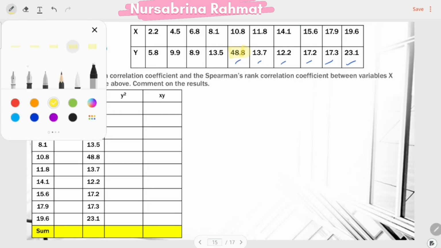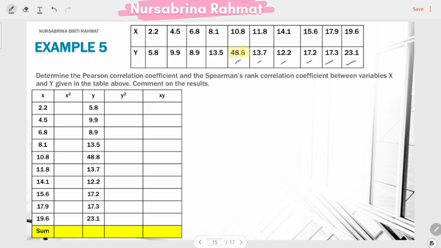Okay, so let's find out. From the x and y, we need to find the values of x square. So x square is simply the square of 2.2, which is 4.84. Square of 5.8 for y gives y square, 33.64. And xy is simply 2.2 multiplied with 5.8, so it becomes 12.76. Square of 4.5 fills up your x square, which is 20.25, and square of 9.9 becomes 98.01 for my y square, and 4.5 multiplied with 9.9 gives my xy, which is 44.55. Okay, please continue to calculate and fill up your table.